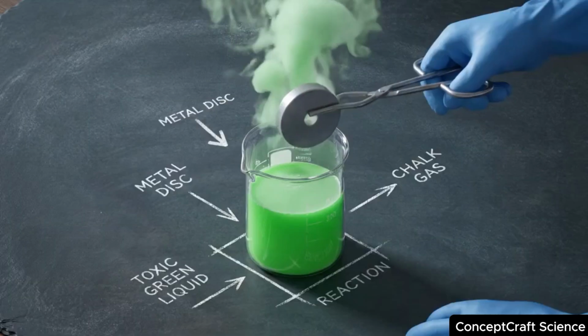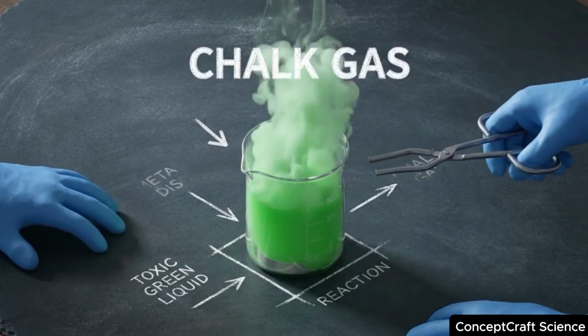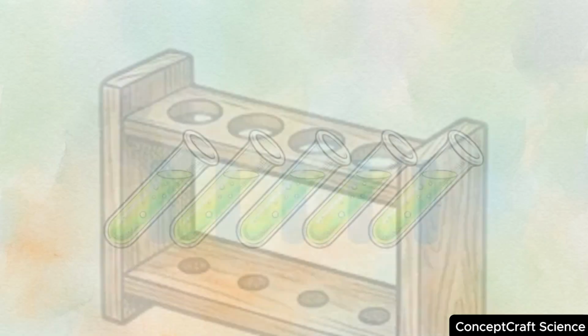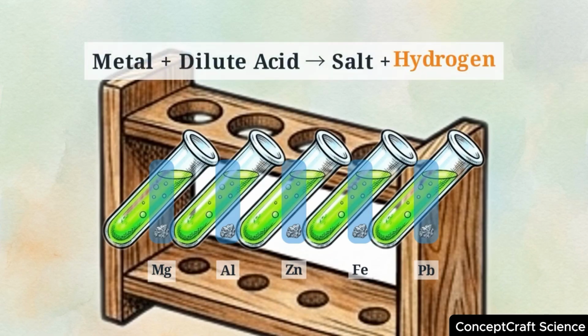In the next stage, we'll see what happens when we move beyond nature and subject these metals to the concentrated power of industrial assets. If we drop different metal samples, like magnesium, aluminum, zinc, iron, and lead, into identical test tubes of dilute acid, we can immediately see that they don't all behave the same way.